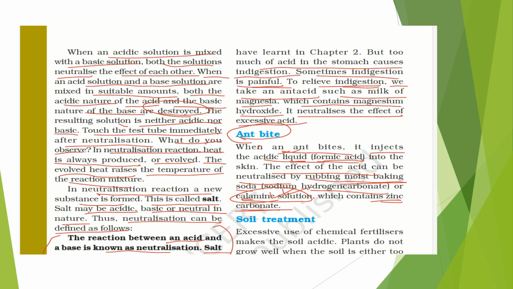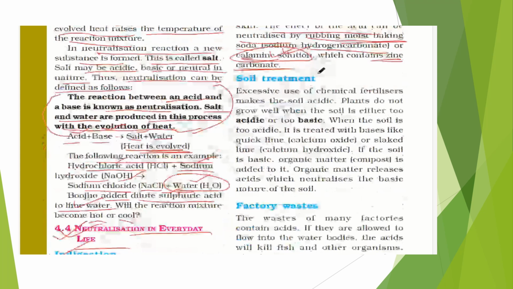Okay, so these are very important things. You will be getting questions on this: why we are using calamine lotion and what it contains, so that it neutralizes the effect of formic acid in an ant bite. So we get a soothing effect, that is, zinc carbonate is there and it is neutralizing the effect. Next comes soil treatment.